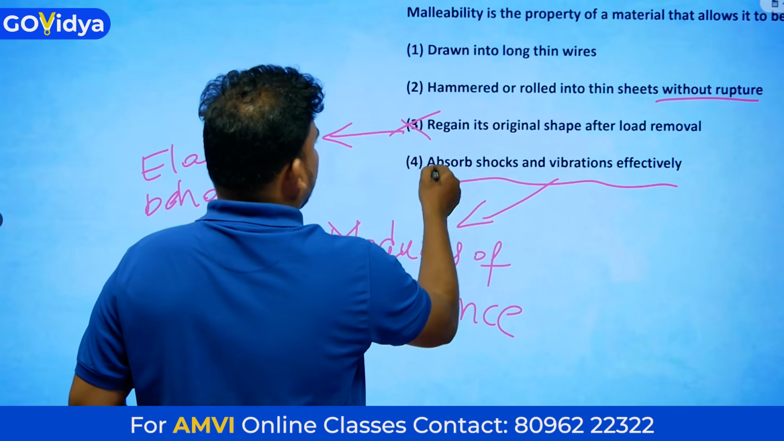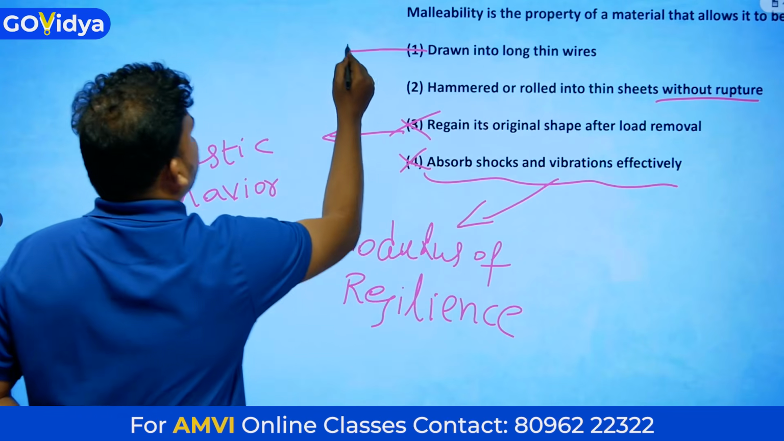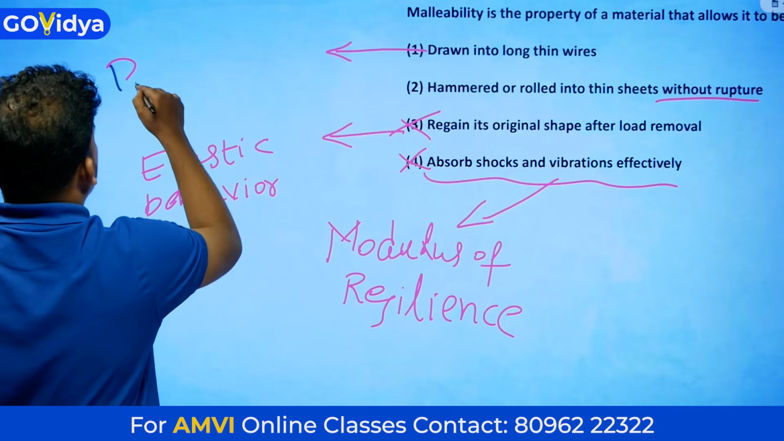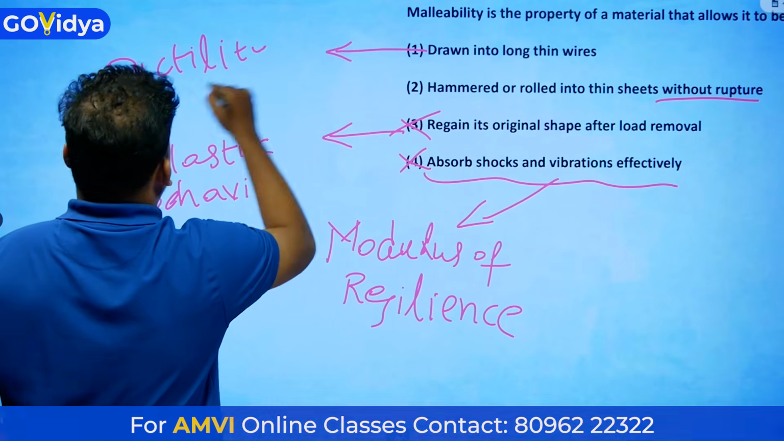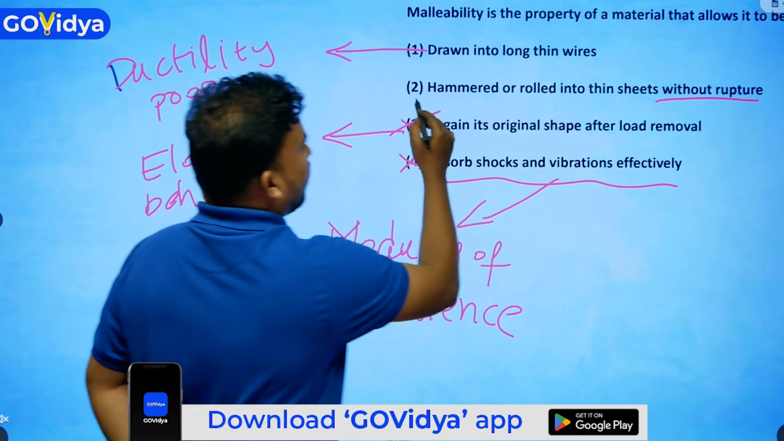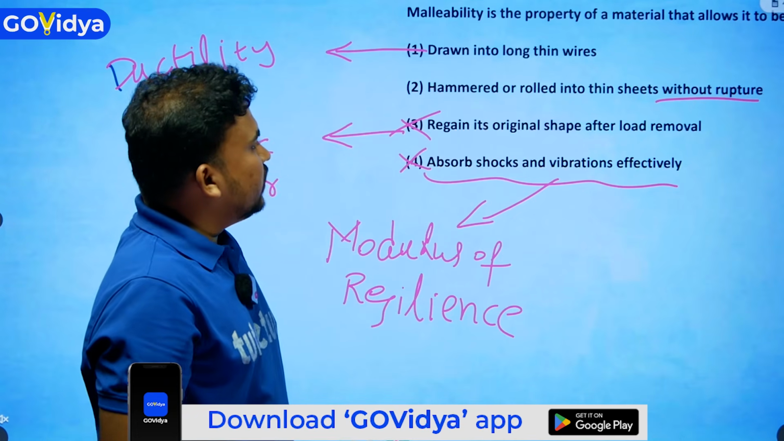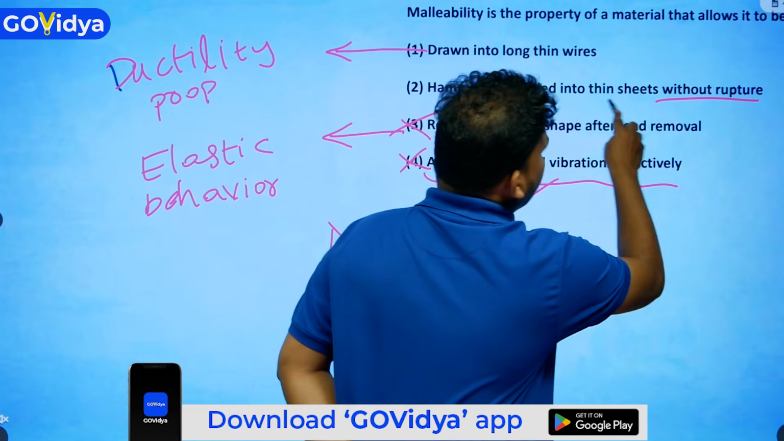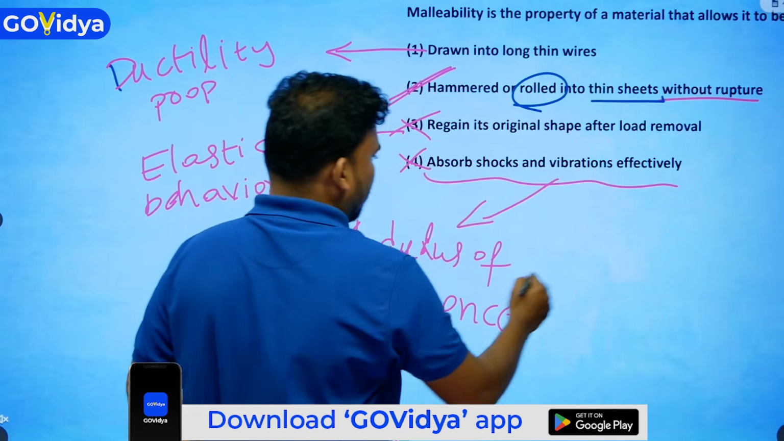So this is also wrong. Drawn into long thin wires is actually the ductility property. Hammered or rolled into thin sheets: malleability is the property of the material that lets it turn into thin sheets during the rolling process. So the correct answer is 2. Option 2 is the correct answer.